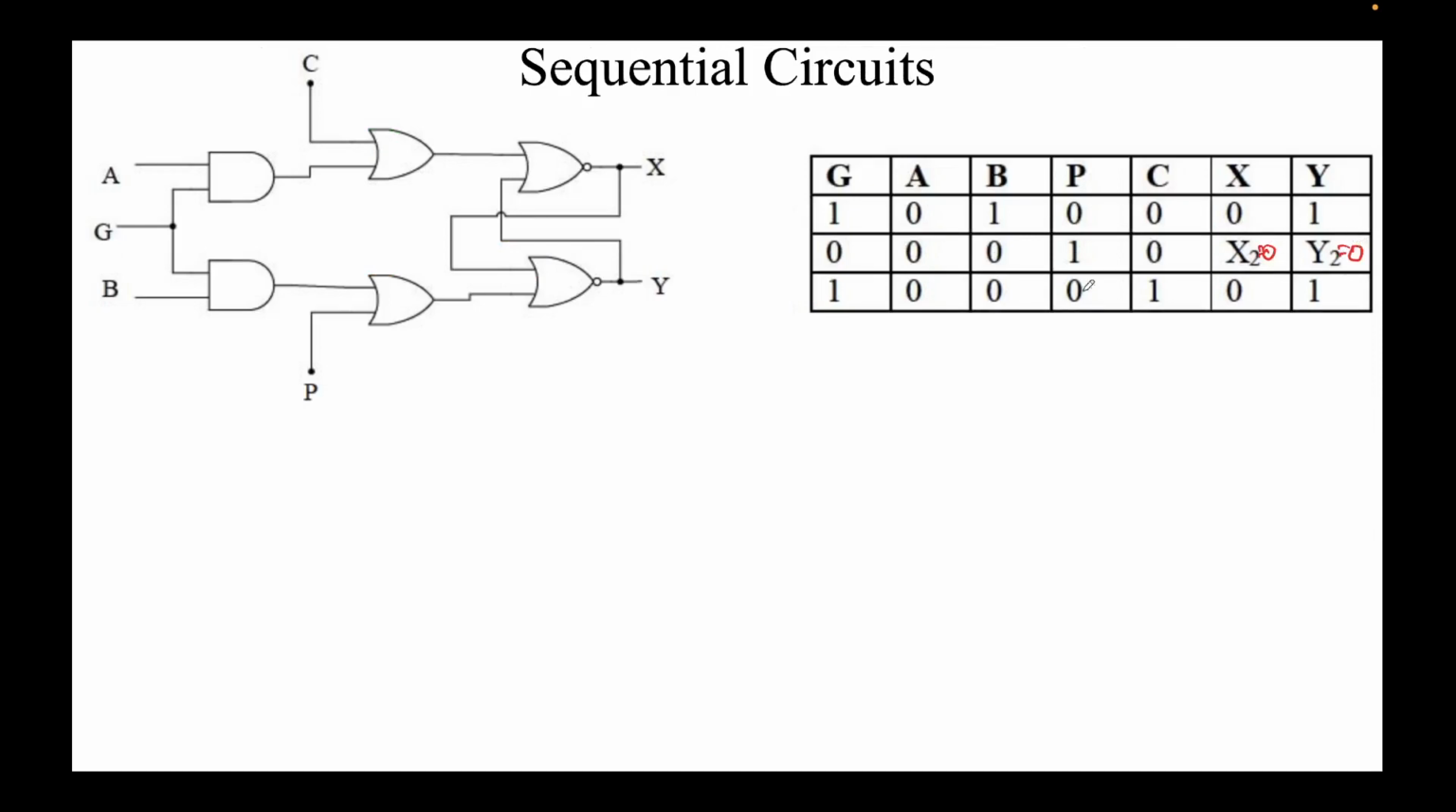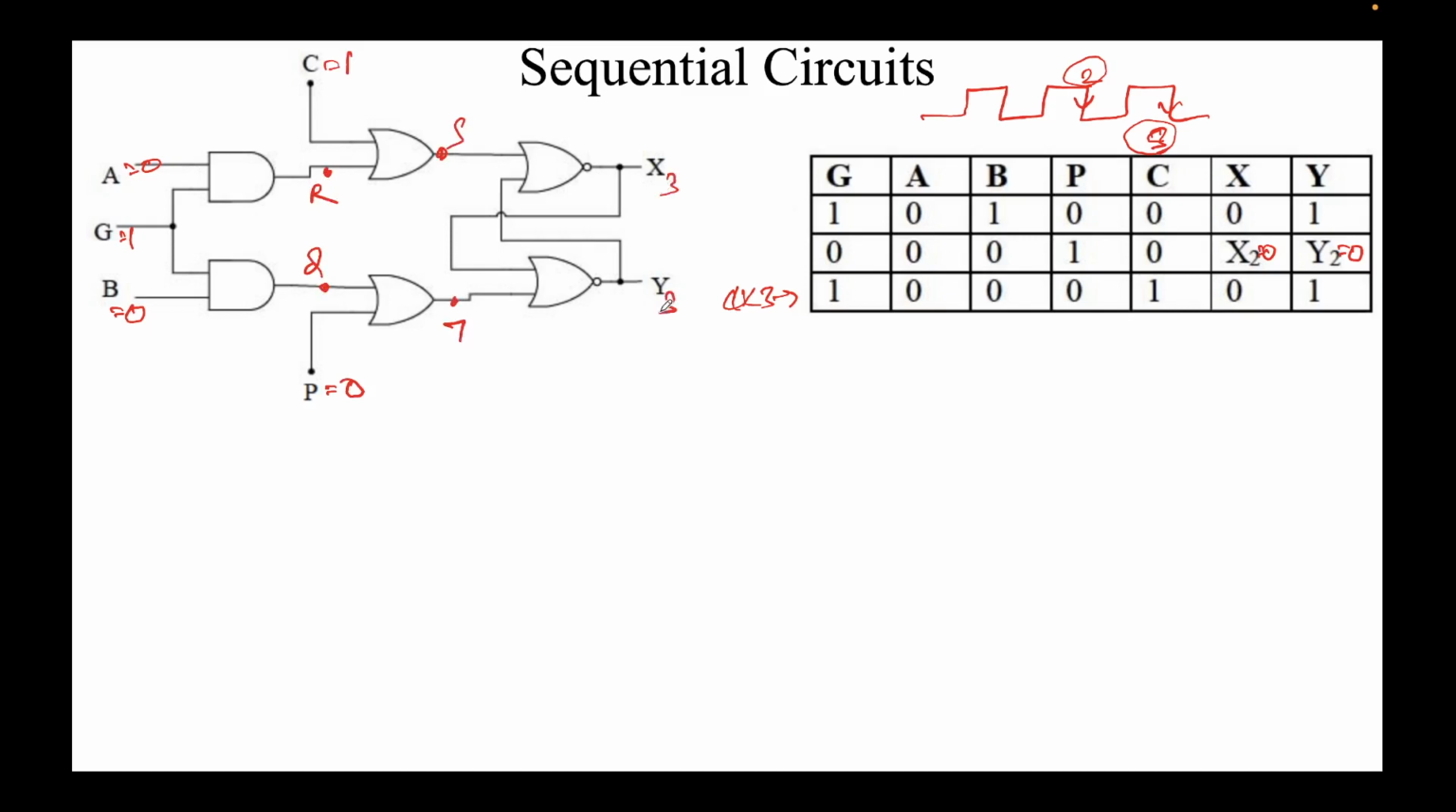Now just to iterate again how these sequential circuits work, I'll now try to find row 3, that is at clock 3. This is clock 3. This was clock 2. This edge, right? So at clock 3, we know G is 1, A is 0, B is 0, P is 0, C is 1, and again I'll label them as Q, R, S and T, and we need to find X3 and Y3.